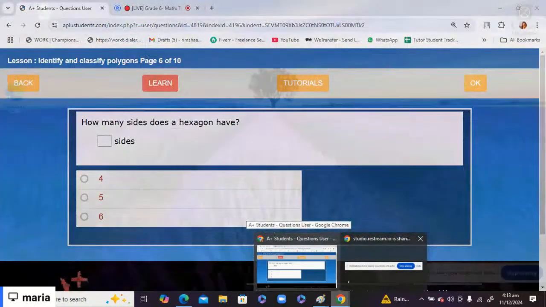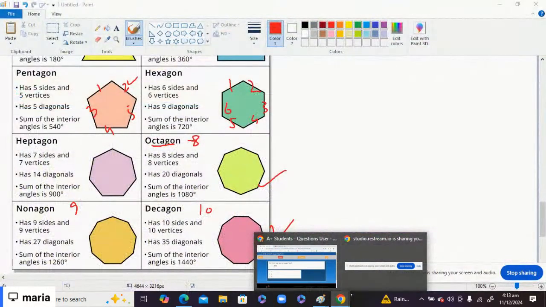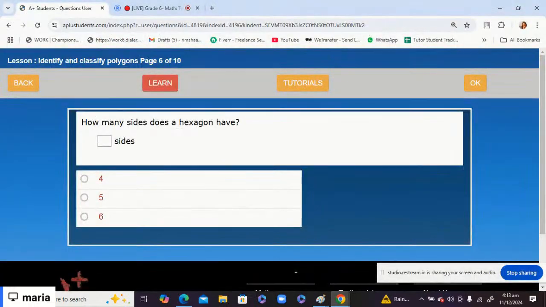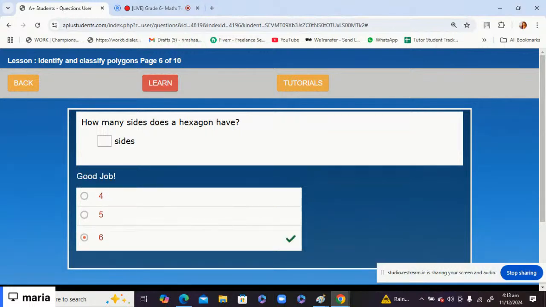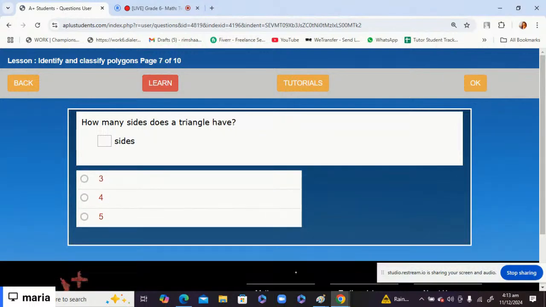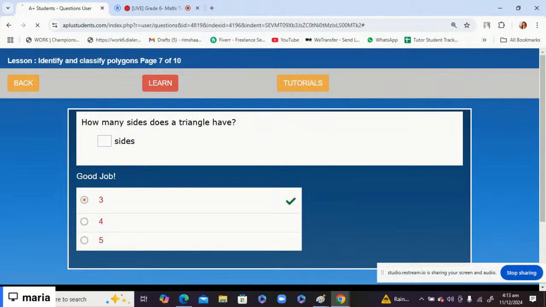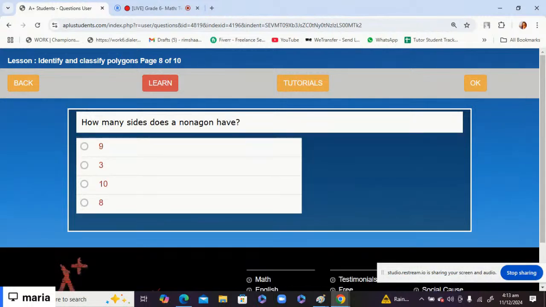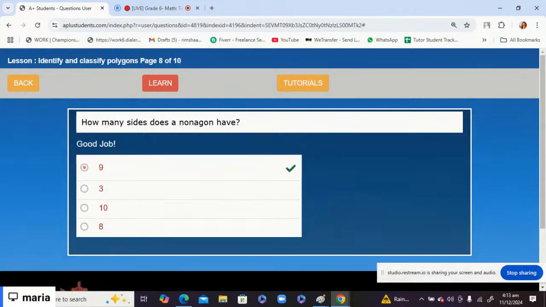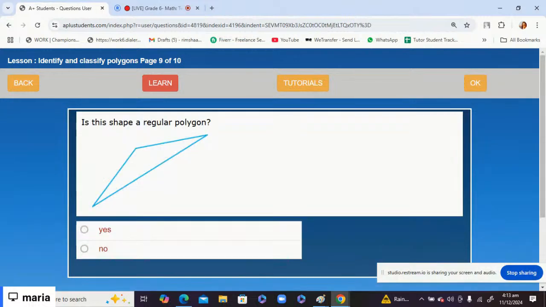So here is the question that is given, which says hexagon or heptagon. This is saying hexagon, so six sides for hexagon. These questions are also involved. How many sides does a triangle have? There are three sides for the triangle. We already know. How many sides does a nonagon have? These are nine sides. Just solve the rest of the test questions by yourself.